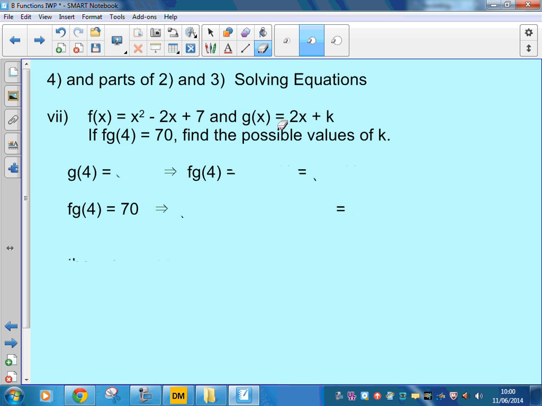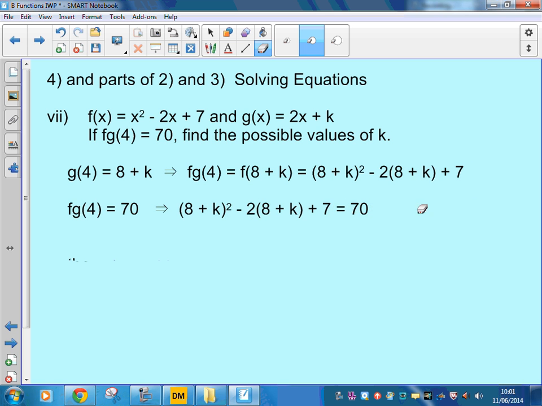g(4) is 2 lots of 4 add on k, so it's just 8 plus k. fg(4) is f(8 + k). So all you do is wherever you see an x, put 8 plus k in brackets. So it's going to be (8 + k)², take away 2 lots of (8 + k), add 7. And that is equal to 70, because you're told fg(4) is 70.